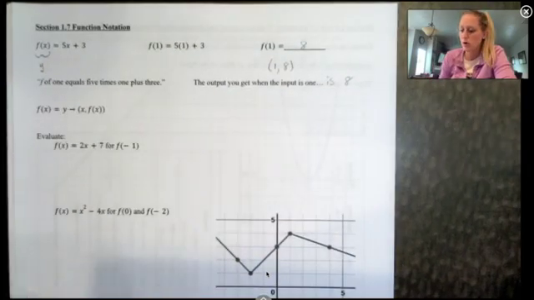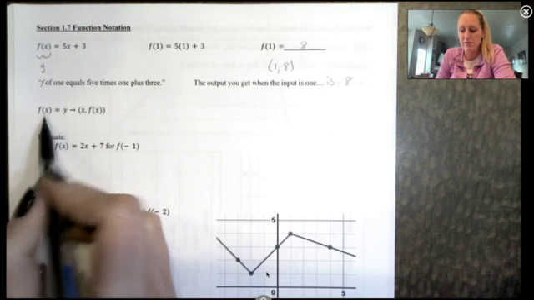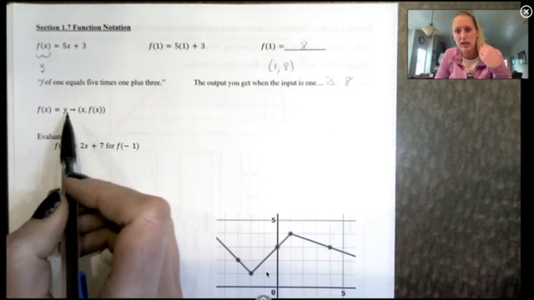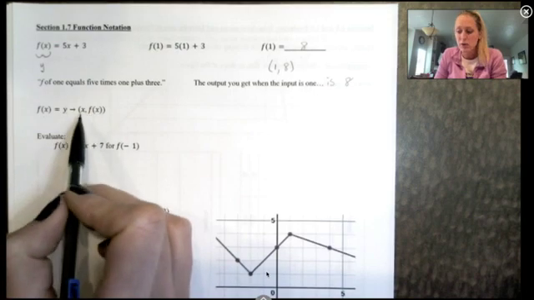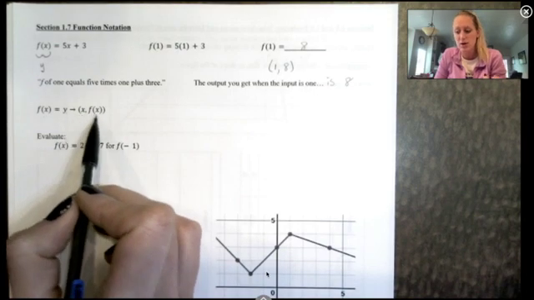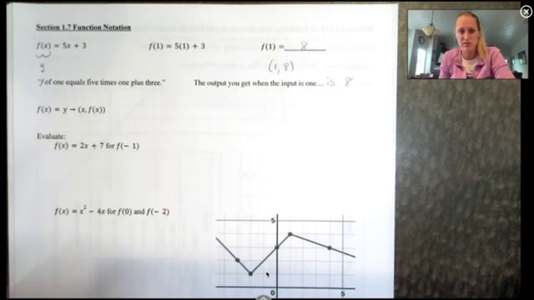Okay, so I kind of talked about this already, but f of x is y. So when I put in something for x, I'm getting an output of y. So I get an ordered pair x and y, or x and f of x.